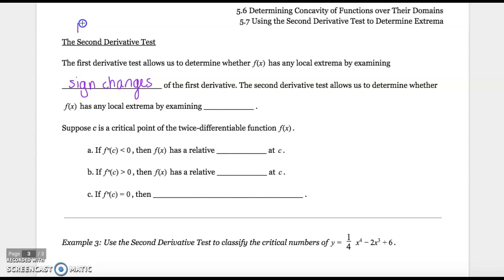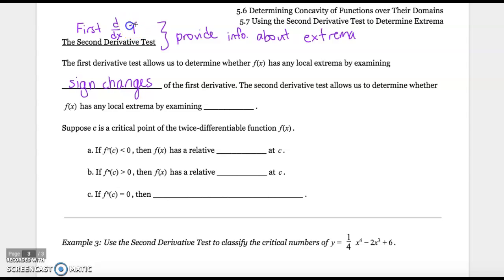I don't want you to get confused. Both your first and second derivative tests provide information about extrema. So they provide information about your local or relative maximum and minimum points. What we did in the last video was just examine concavity using the second derivative. It doesn't have a name or anything like that.